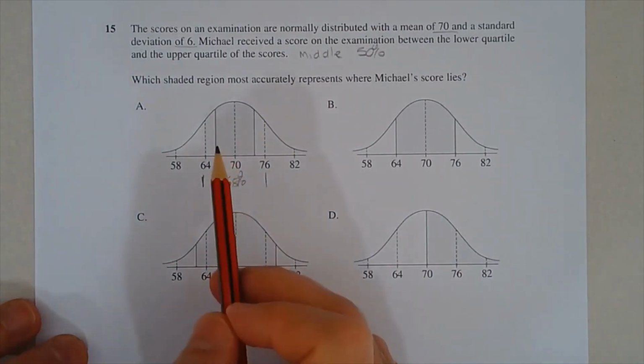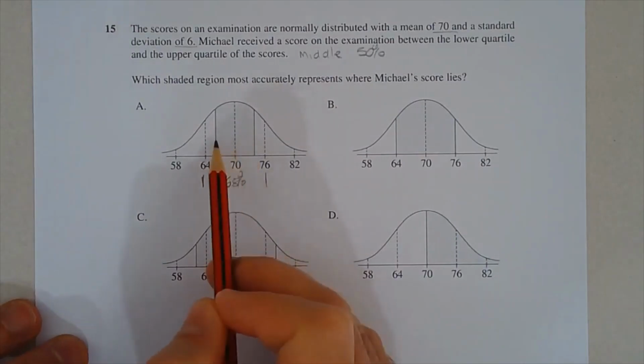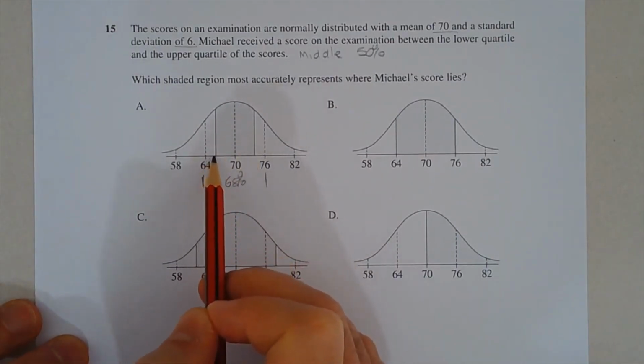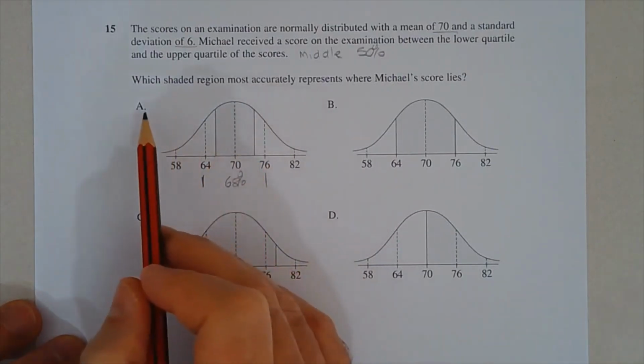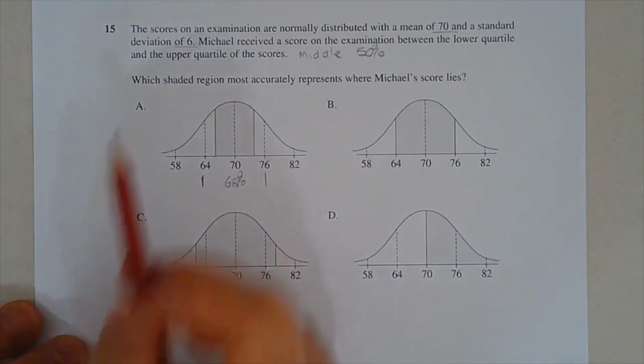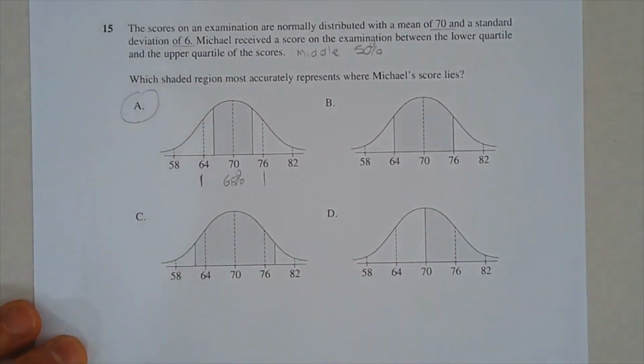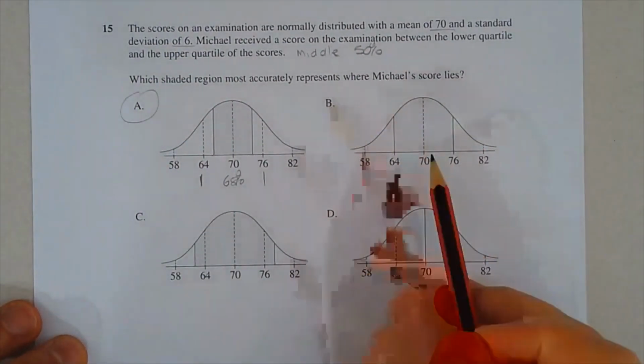But Michael achieved a mark in the middle 50%, which should be inside 64. So it should be greater than 64, but less than 76. So it looks like option A is in fact the correct answer. Just while we have some time, let's have a look at option B.